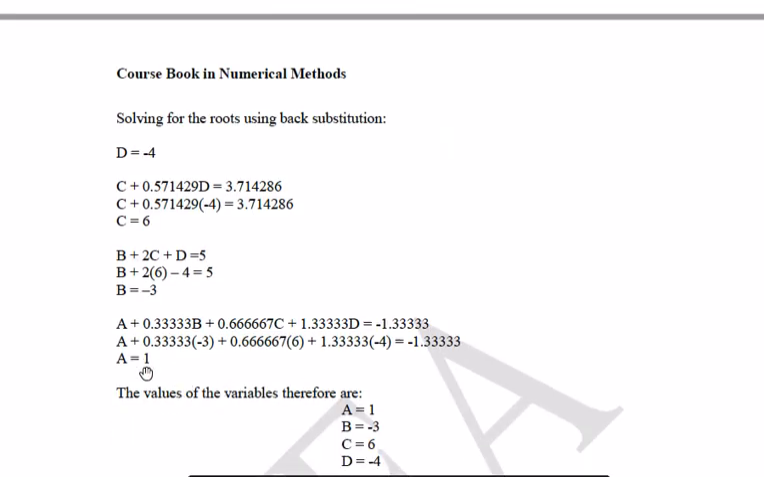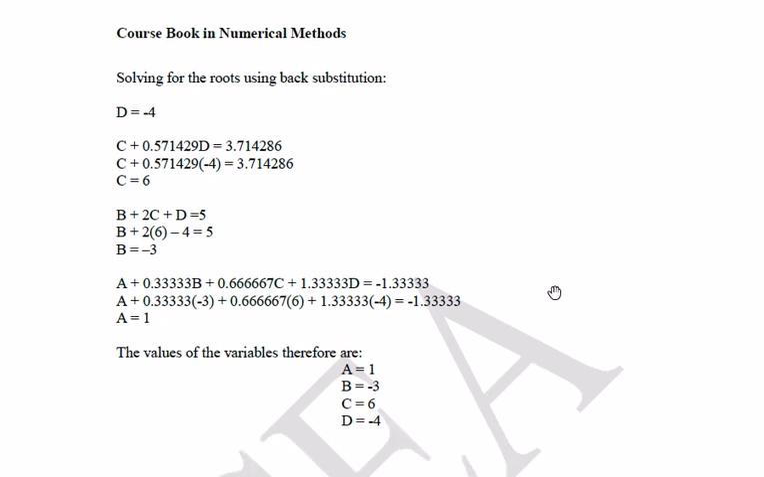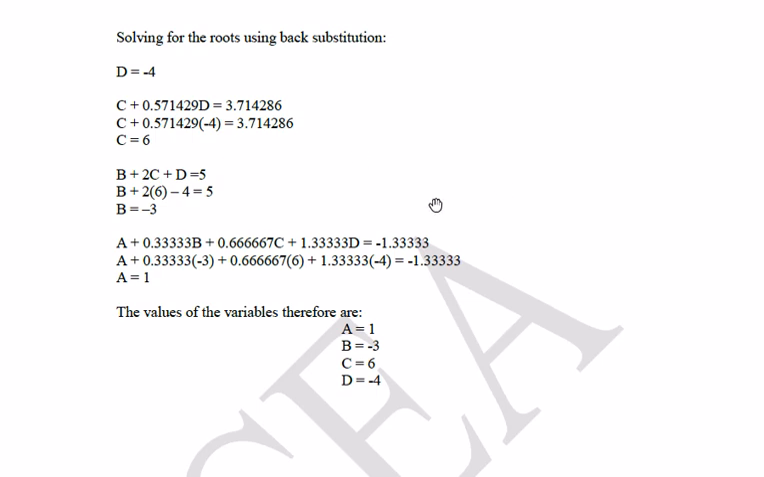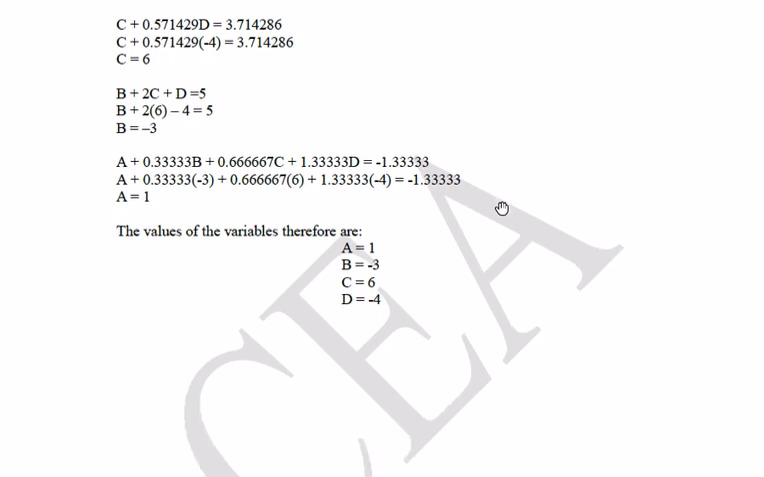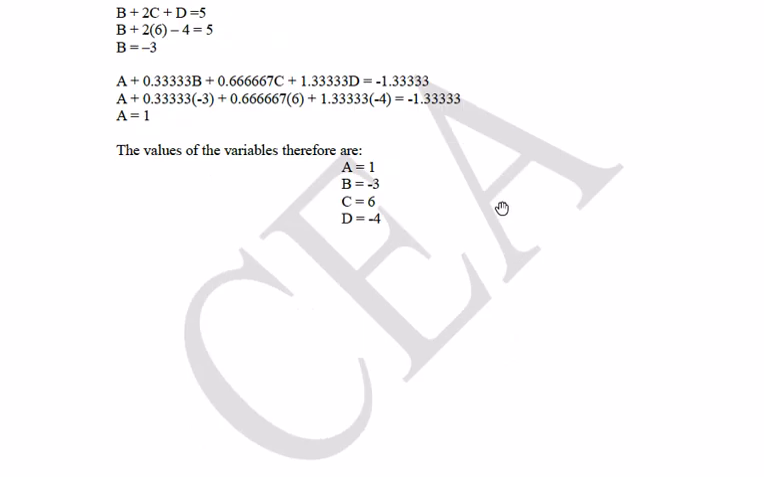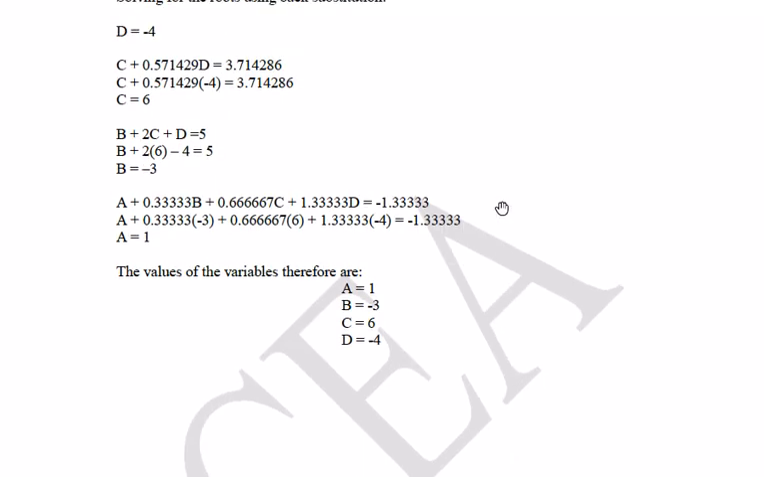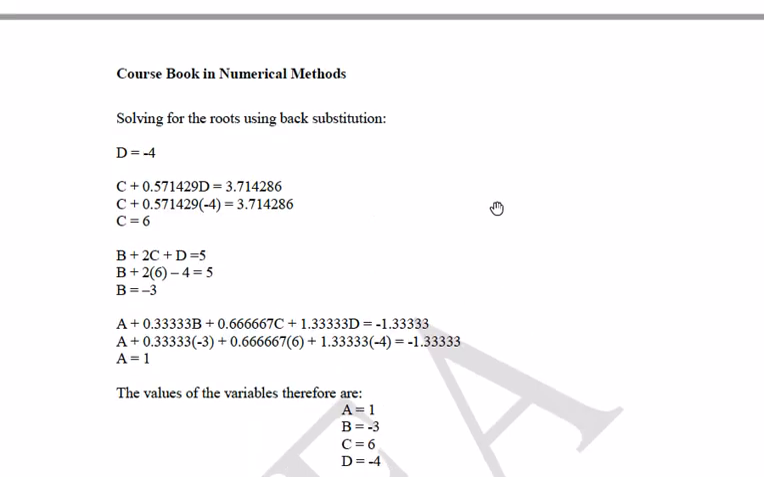Substituting the values, we get A is equal to 1. So for our final answers, the values of the variables are A equals 1, B equals -3, C equals 6, and D equals -4. You can check if your answer is correct by substituting the derived values into any of the equations in the original equations.